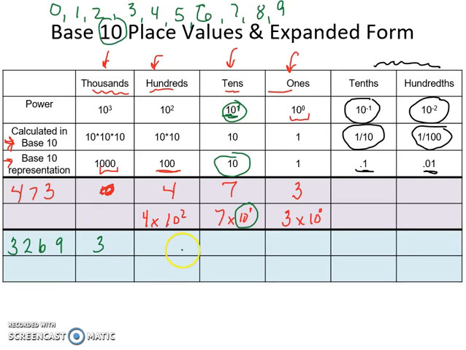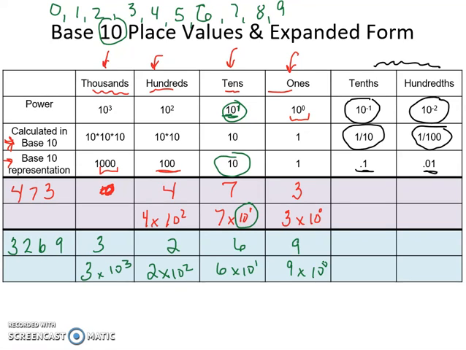So this is 3,269. So again, it's just 3 times 10 cubed, 2 times 10 squared, 6 times 10 to the first, and 9 times 10 to the 0. So hopefully that little review helps you with our place values for base 10.